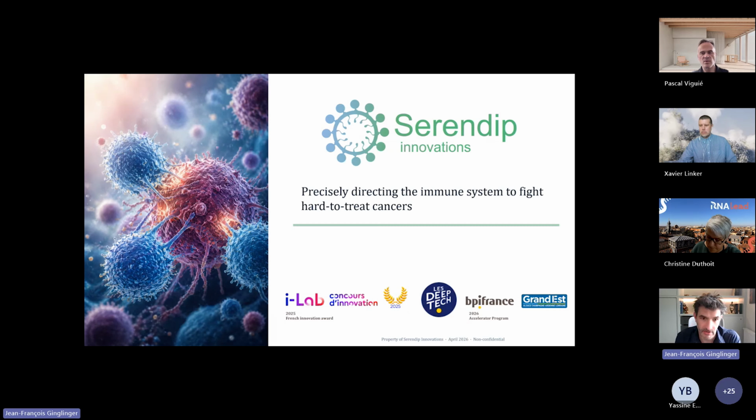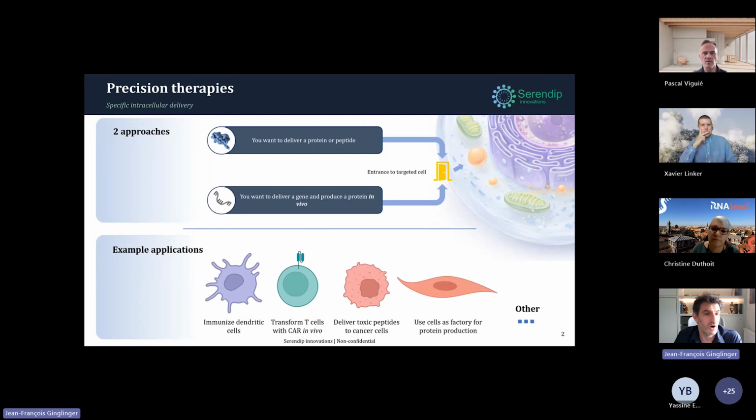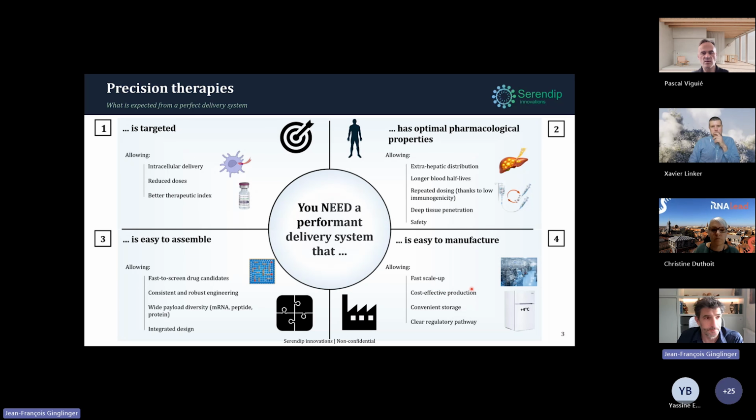So today I will not talk about this asset. I will mostly focus on our vectorization technology. If we summarize it to the core, there are two approaches. Either you want to deliver a protein or a peptide inside a cell, or you want to deliver a gene inside a cell that will ultimately produce a protein or a peptide in vivo. There are numerous kinds of applications that you can do, and I will go over them a little later in the presentation. So what do you actually need from a performant delivery system?